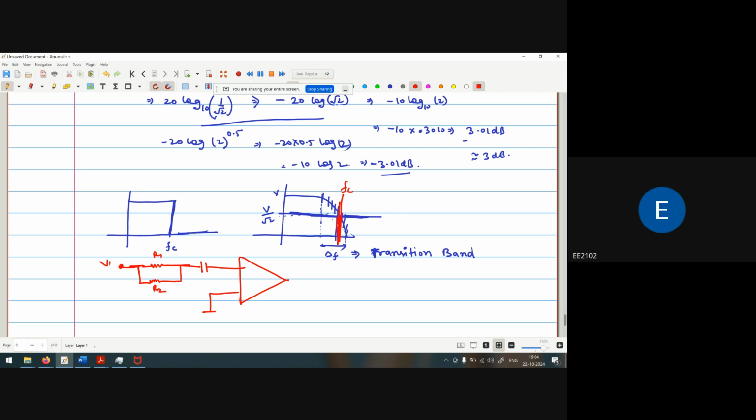In the case of a filter, we are generally discussing only the frequency part. We are not talking about the amplitude part. Like we are drawing the circuit, what is the cutoff frequency? Fc is equal to 1 upon 2 pi, the parallel combination of R1 parallel with R2, multiplied by C. So this is the Fc.